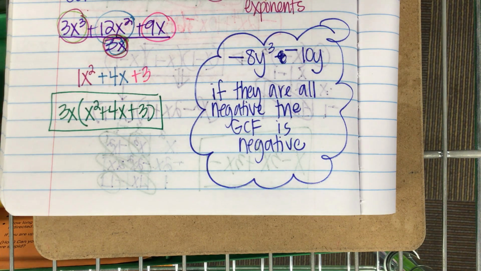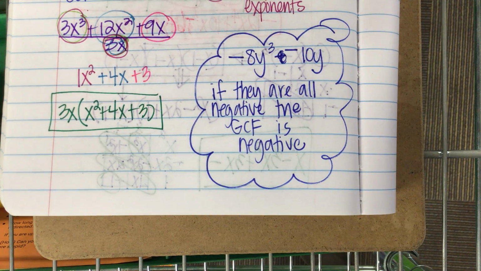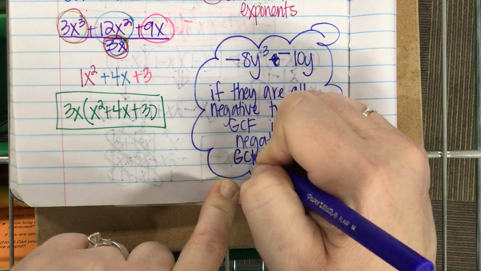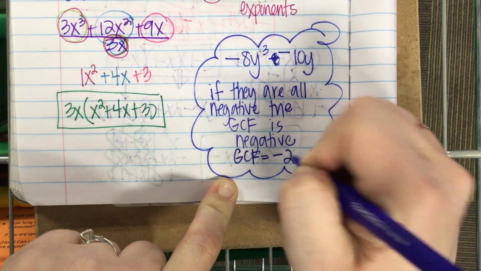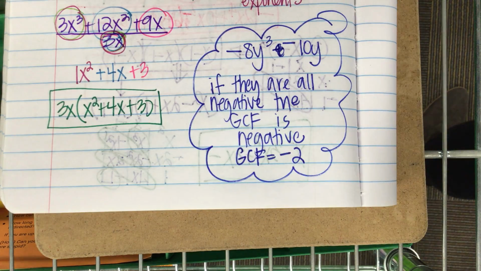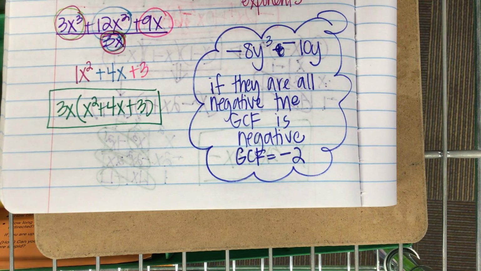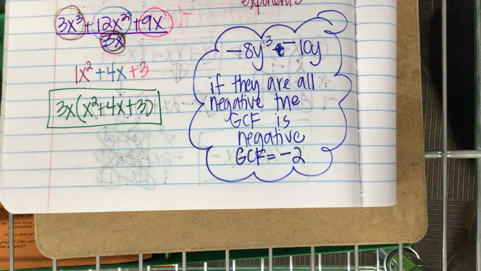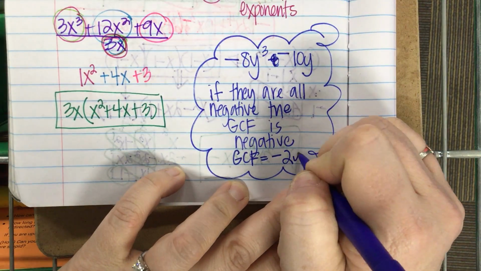And right now, 8 and 10 can both be divided by 2. So the GCF for this problem is negative 2. And I get it, 2 is greater than negative 2. It's called a GCF, it should be greatest common factor. However, if they're all negative, the GCF needs to be negative because you're factoring out that negative value. But the GCF is not just 2. What is the GCF? Negative 2y, because they both share a y variable.